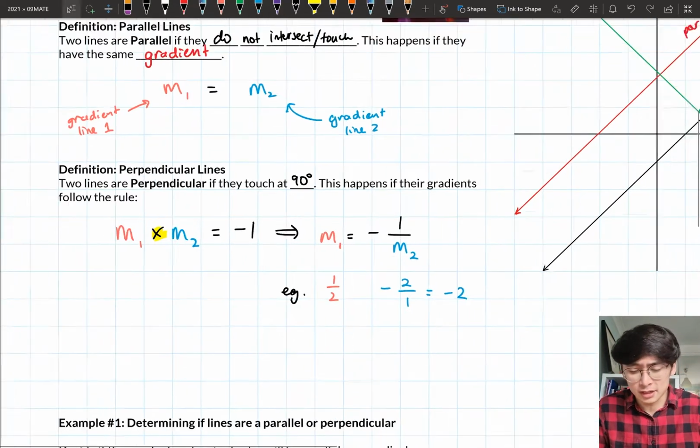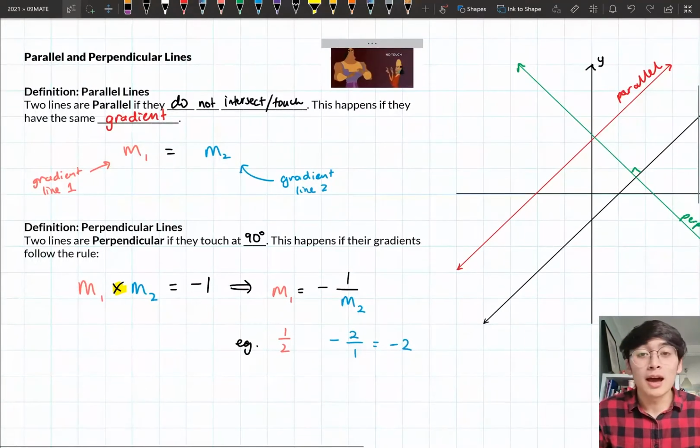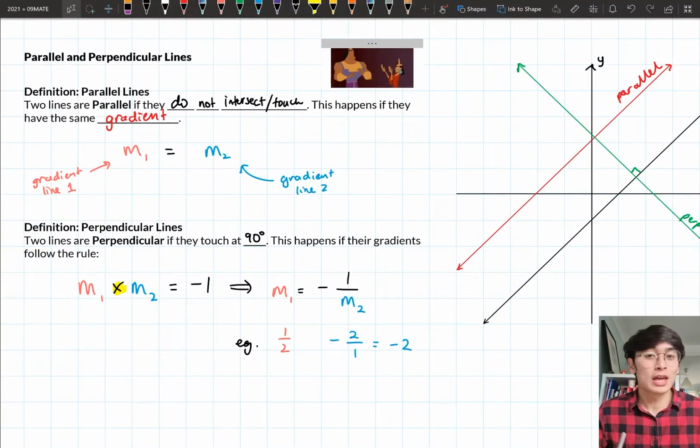So let's just quickly sum up here. Parallel lines are lines that do not touch or intersect. So they do not touch or intersect. No touchy. And what this means is that their gradients need to be the same. M1 needs to be equal to M2.